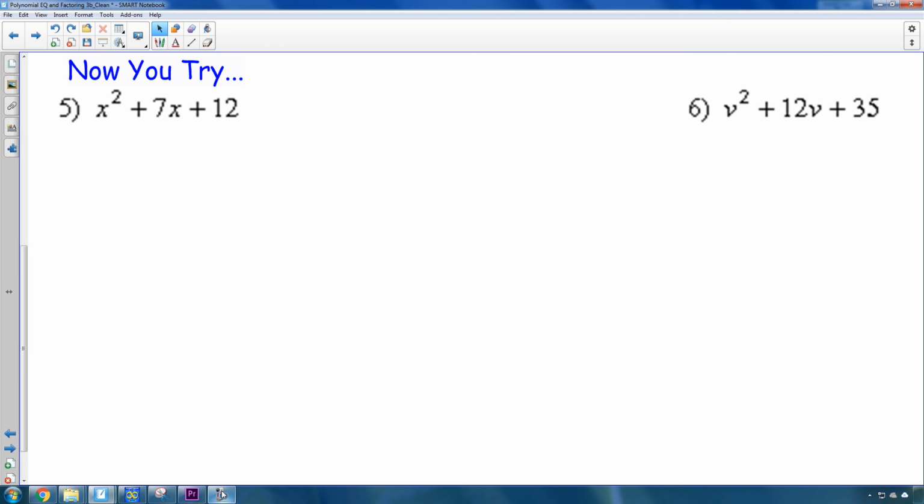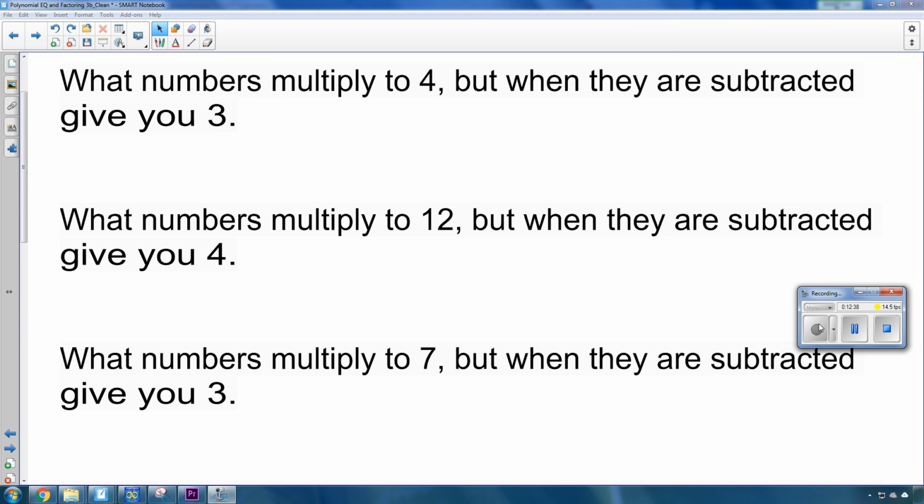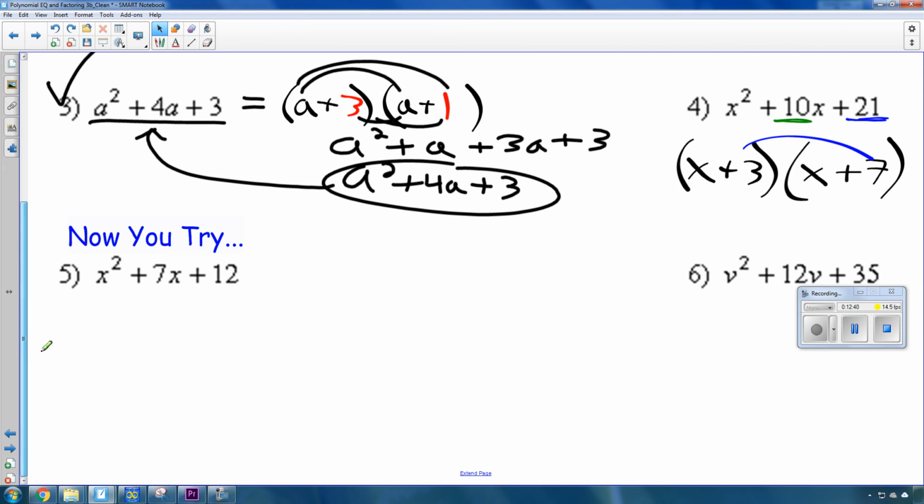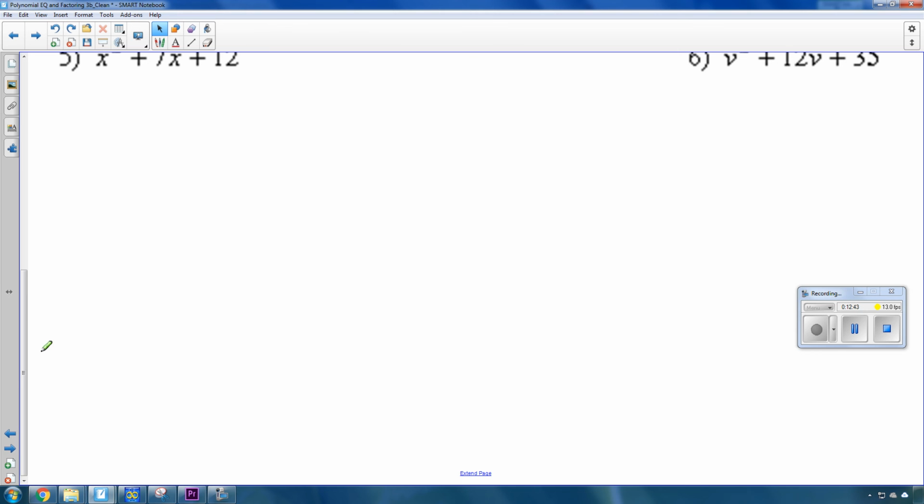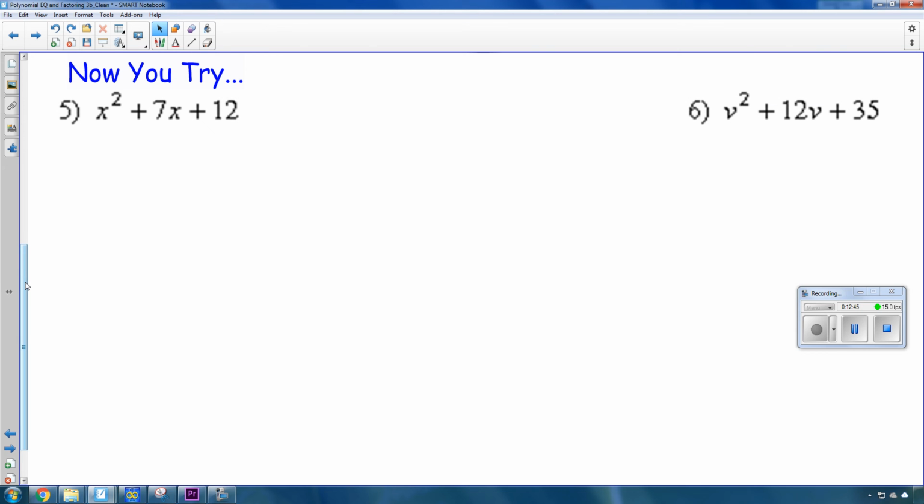So you've tried these two problems. Hopefully these are the now you try, now your turn, whatever you want to call it. So you try 5 and 6 to get credit, okay? Now we continue on and we look at these challenge questions, and I'm going to help you out for starters. I'll give you a couple of these, and then the rest will be up to you.